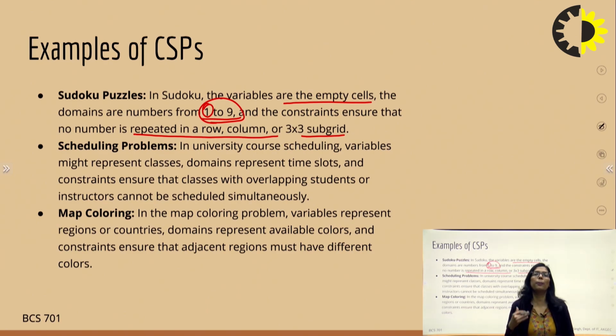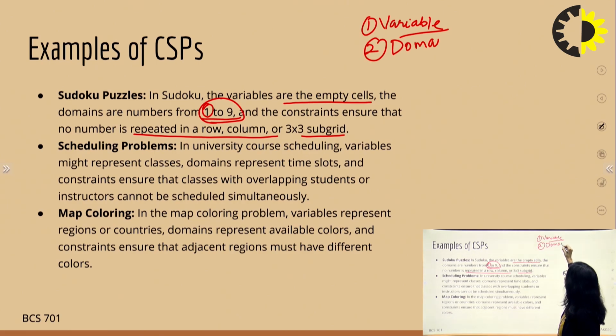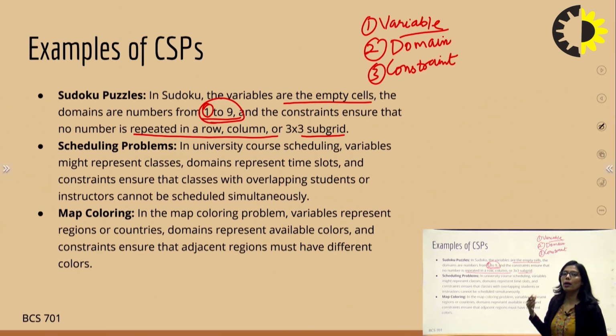So every CSP problem is depicted by three things. First is your variable, that is the empty cells. Second is the domain. What are the possible values that could be put to the variable? In case of Sudoku, my domain is 1 to 9. And third is your constraint. The constraint says what values I can put. There should be no repeated values in a row, in a column or in a subgrid. So that is your Sudoku puzzle.